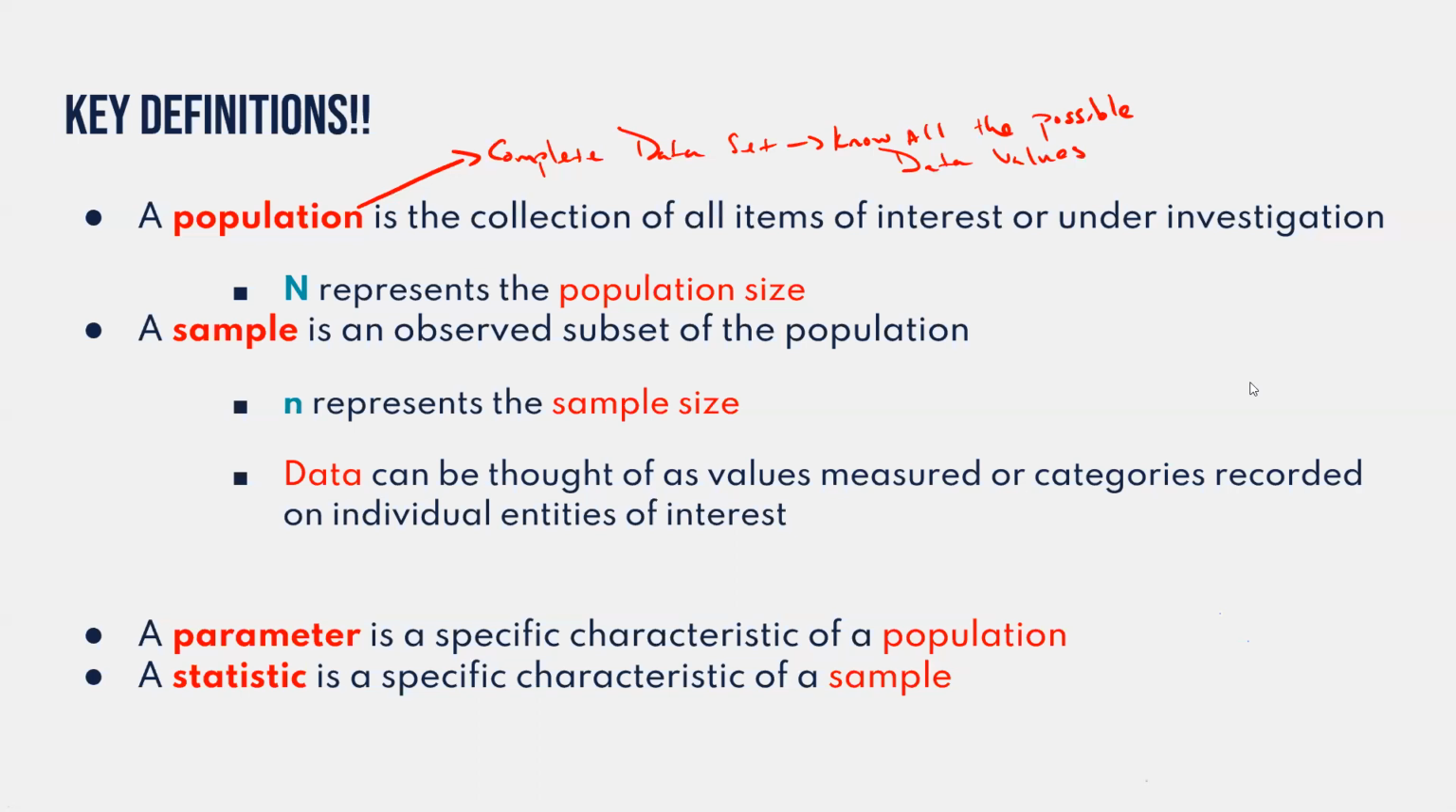So we want to start putting numbers to things. Whenever you see a capital N, and don't worry, I'm going to do an example in one of the slides here of the difference between a population and these numbers, this capital N is going to represent the population size. So capital N is how many data values are in the population.